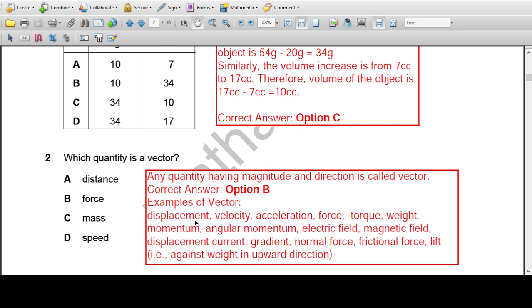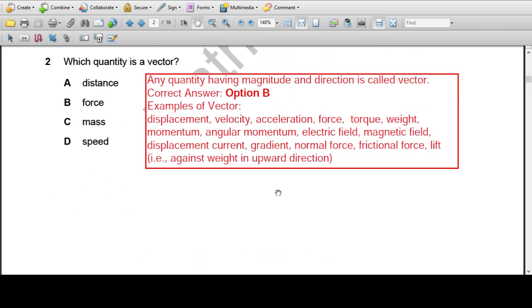So the first one is displacement, velocity, acceleration, force, torque, weight, momentum, angular momentum, electric field, magnetic field, displacement, current, gradient, normal force, frictional force, lift, and lift is the opposite of weight, in the upward direction. So these are all vector quantities. So we should learn these things. This kind of question may be asked almost every year.